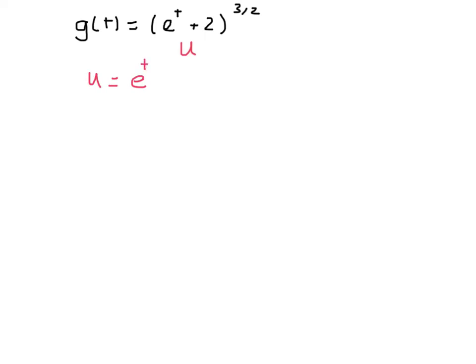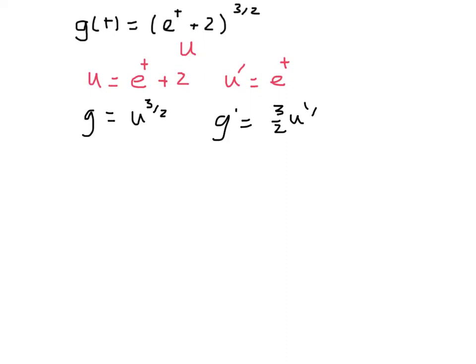So I'm going to say u equals e to the t plus 2. And then my function g, or y, whatever you want to call it, is going to be u to the 3/2. And then what we do is we find these two derivatives and multiply them together. So u prime is simply e to the t plus 0, because the derivative of 2 is 0. And we'll do the power rule for g prime. G prime of u is 3/2 u to the 1/2.